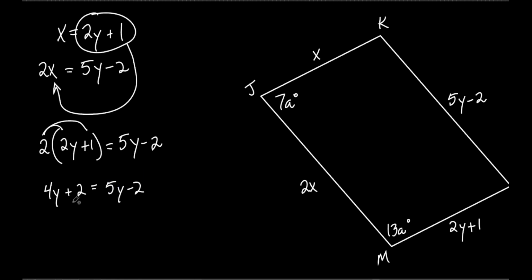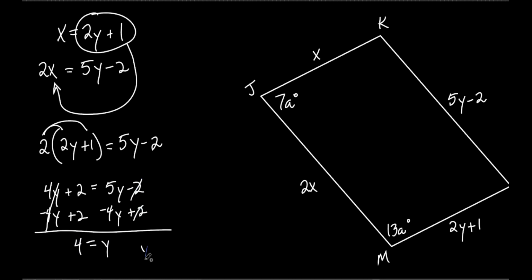And let's just get y by itself. Let's subtract 4y from both sides. Let's put it over here on the right-hand side. Let's add a 2 to both sides. All right, let's see what we get. That cancels out. 2 plus 2 is 4. 5y minus 4y is 1y. That cancels out. So what's y equal to? It's equal to 4. Okay?